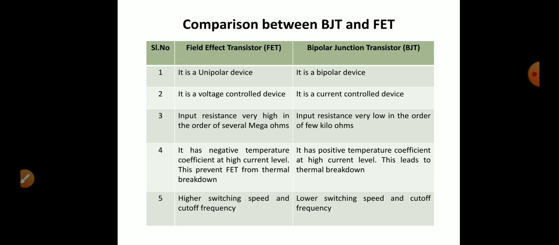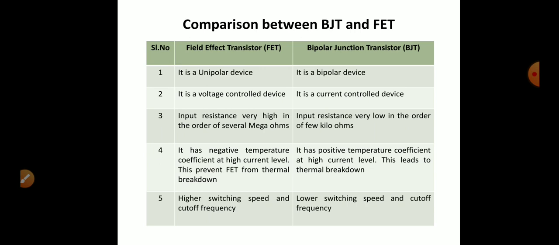Second comparison is FET is a voltage control device. On the explanation or the working of the FET, we see that the output current is controlled by the gate source voltage. So we can say that FET is a voltage control device. But in BJT, we see that the output current is controlled by the input current by using the equation IC equal to beta IB. So it is a current control device. So FET is a voltage control device and BJT is a current control device.